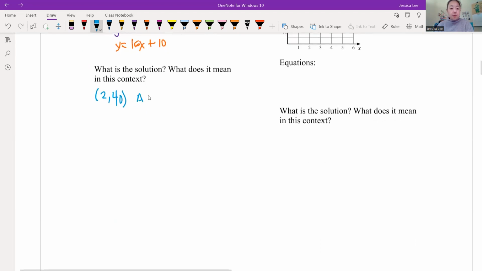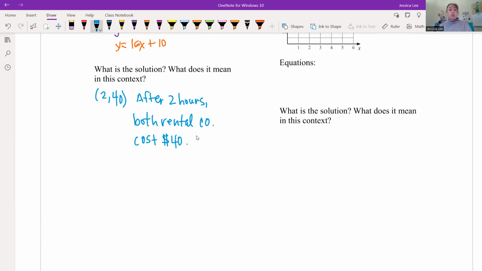So we would say after 2 hours, both rental companies, I'm just going to say CO, will cost 40 bucks. So both of them cost the same. So if we were to rent the boat for 2 hours, it doesn't matter which company we go with, it's going to be the same amount.